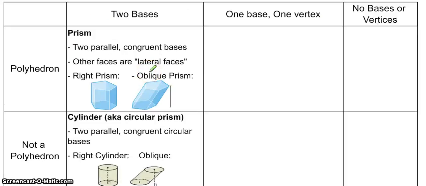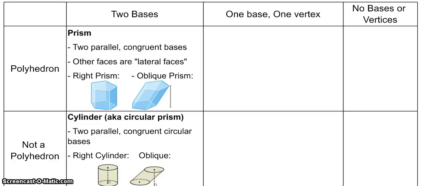Since a circle is not a polygon, a prism is not a polyhedron, and actually we can't call it a prism. Instead, we call it a cylinder. A cylinder has 2 parallel, congruent circular bases. Just like before, we can have a right cylinder where the sides of that cylinder are perpendicular or at a right angle to the base, and an oblique cylinder where that angle is not 90 degrees, it's not a right angle, and it comes off slanted like this.